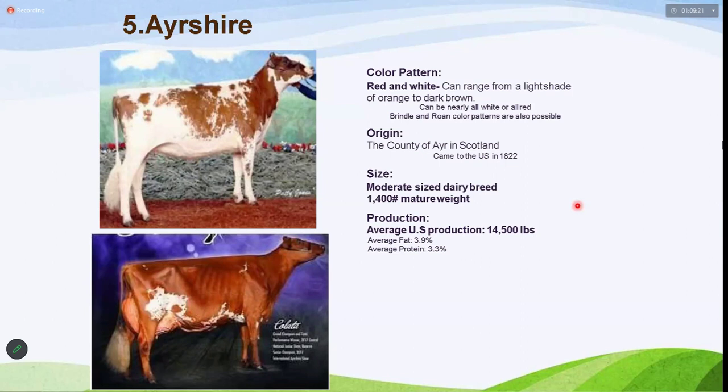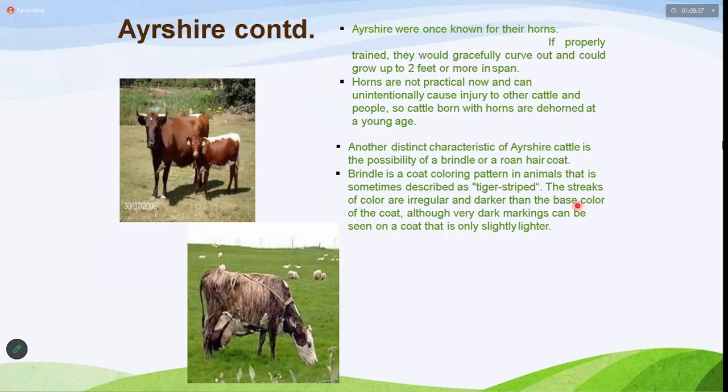Ayrshire. Okay, the Ayrshire pattern, you can see, is red and white. Origin is Ayr in Scotland. Ayrshire were once known for their horns. If properly trained, they would grow in a graceful curve and could grow up to 2 feet or more in span. Horns are not practical now, and can intentionally cause injury to the cattle.